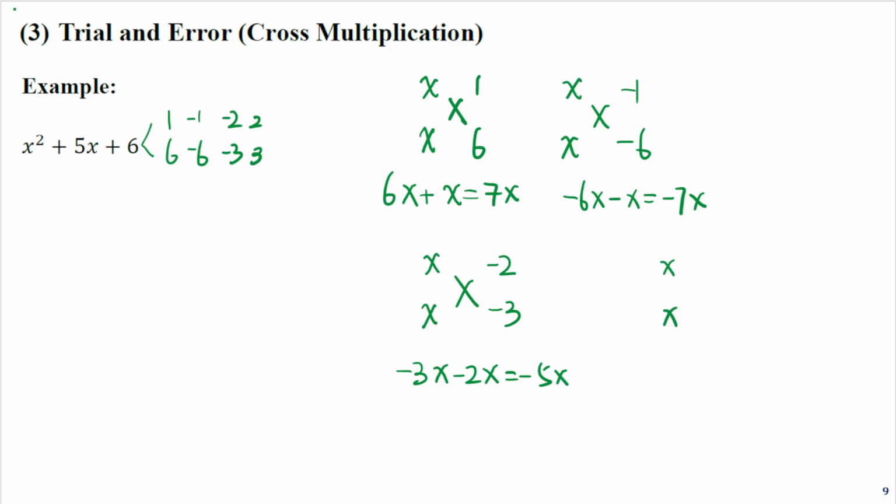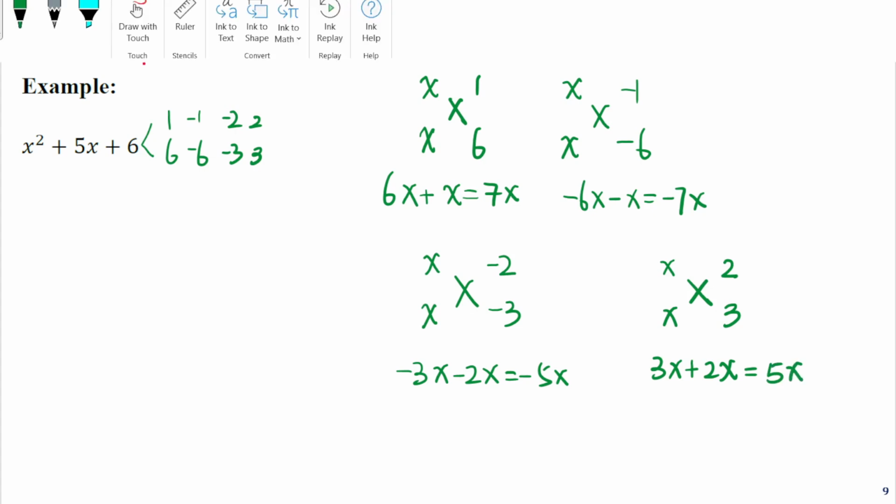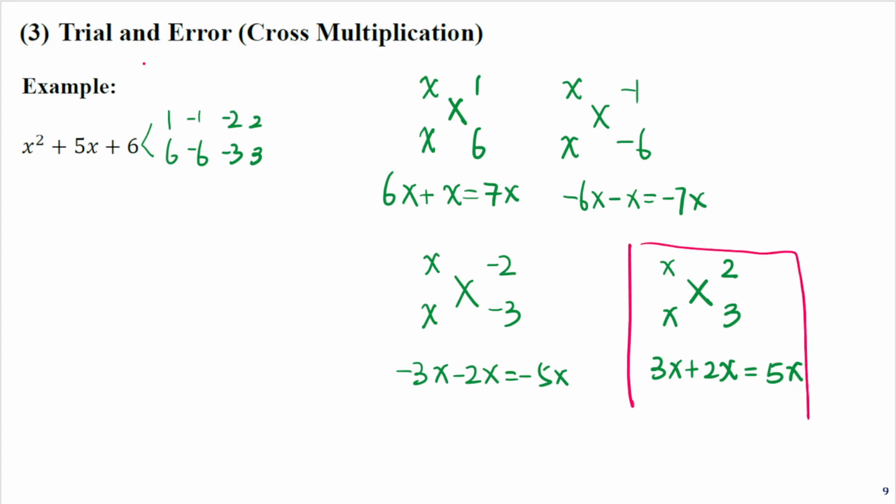And of course, we can also factorize 6 to 2 by 3. In this way, the cross product will give us 3x plus 2x, which is exactly 5x in the middle, right? Therefore, we have to accept the last case here. So this is your first factor. This is the second factor. So we know the original trinomial can be factorized to x plus 2 multiplied by x plus 3.